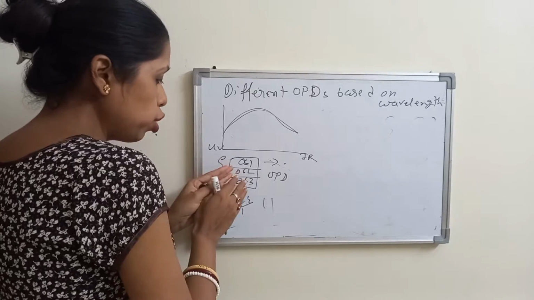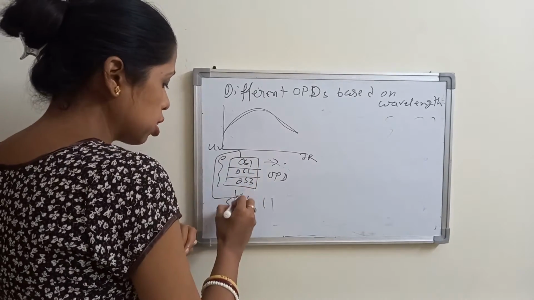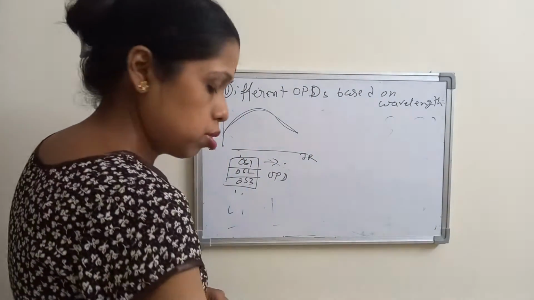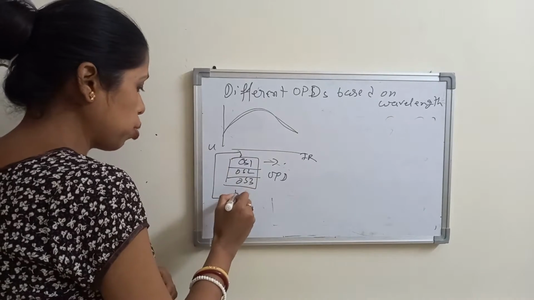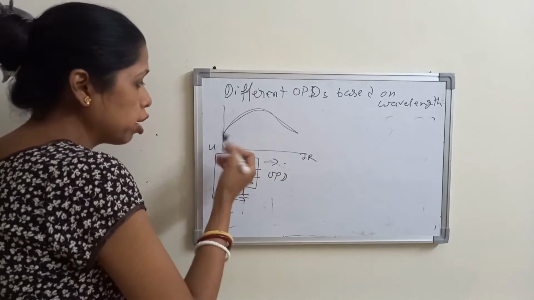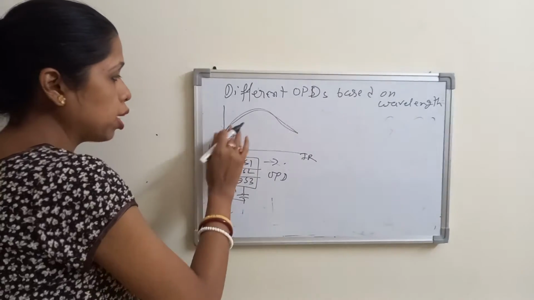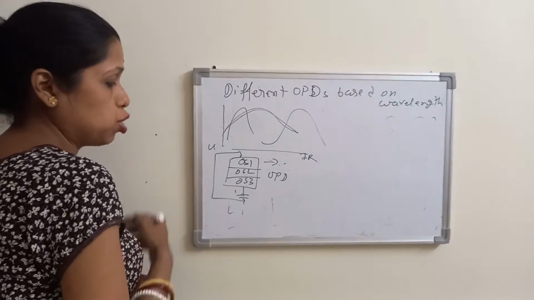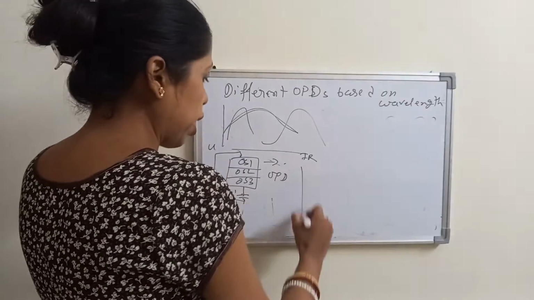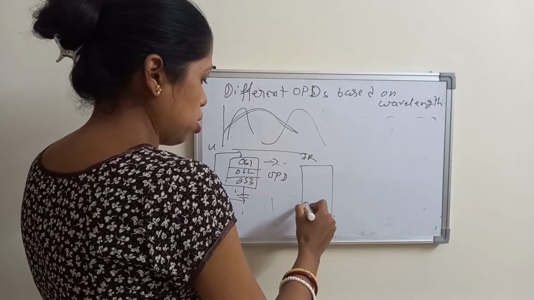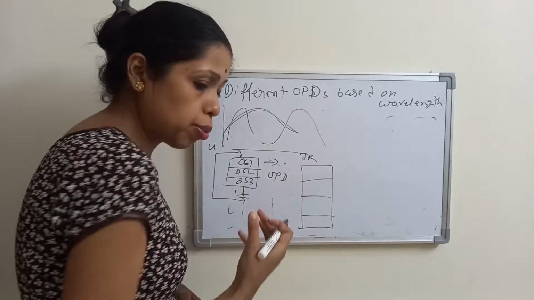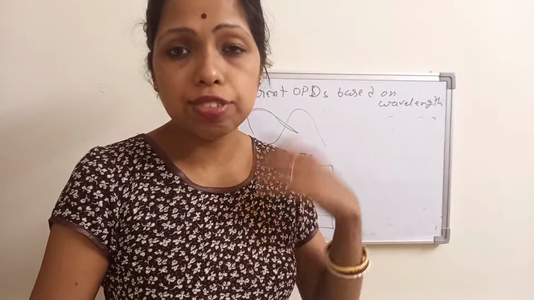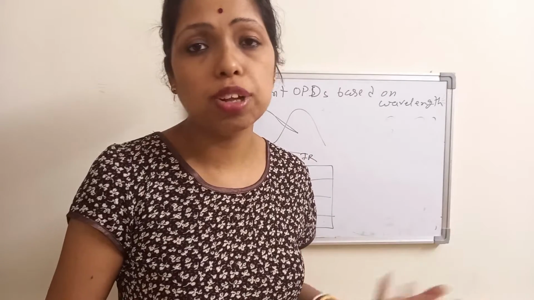But if we apply a different kind of bias, it can show a different response. First, if we apply the forward bias, it will show one kind of response. If we apply the reverse bias, it will show a different kind of response. Otherwise we can also add layers. Already some polymer materials were used for designing such a kind of OPD. Three different kinds of polymers were used for designing the wavelength selective OPD.